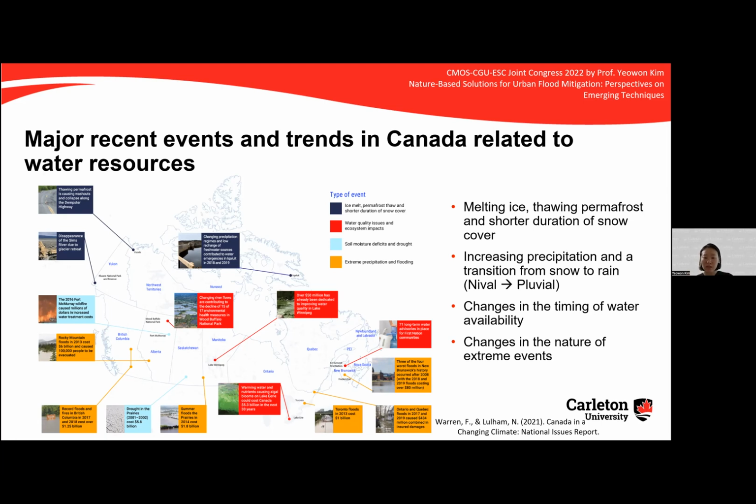And at the regional scale, these changes in climate are expected to cause streams to shift from nival flooding, which is snowmelt dominated, towards pluvial flooding, which is rainfall dominated regimes. For example, climate change played a critical role in the extreme rainfall events that contributed to the 2013 Calgary floods, the 2014 and the 2017 Ottawa floods, as you saw in the previous slide.